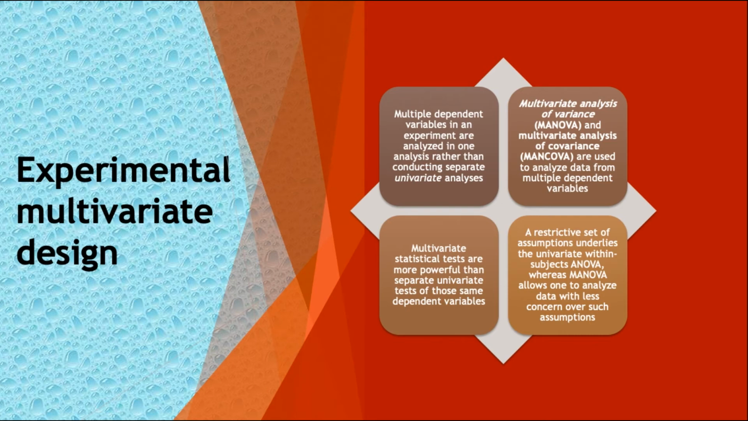Then the last we will have, what are the advantages of an experimental multivariate strategy? A multivariate experimental strategy has several advantages over a univariate strategy. First, collecting several dependent measures and treating them as a correlated set may reveal relationships that may be missed if a traditional univariate approach were taken. Because multivariate statistical tests consider the correlation among dependent variables, they tend to be more powerful than separate univariate tests of those same dependent variables.